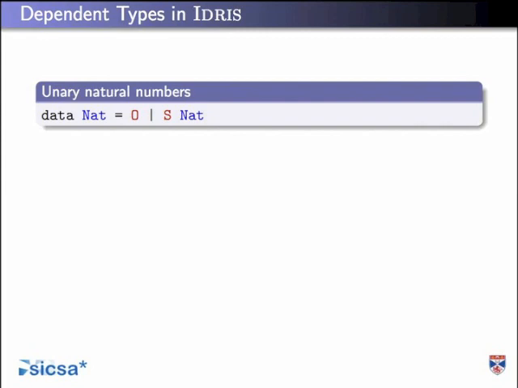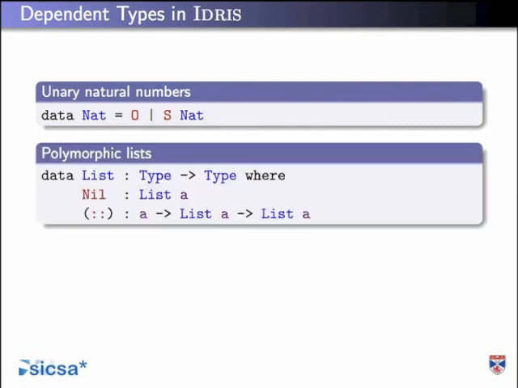Not a particularly good way of implementing numbers in a computer because, you know, I don't know, how much memory is it going to take to store max int? Most of it, I think. We'll see later on that this isn't actually a problem, but for now, let's just accept that we have unary natural numbers. We can define polymorphic data types.